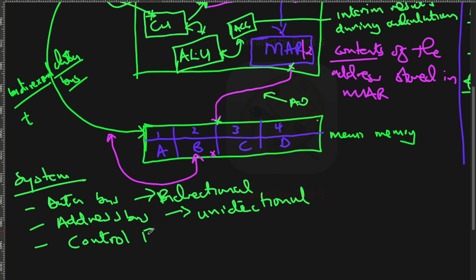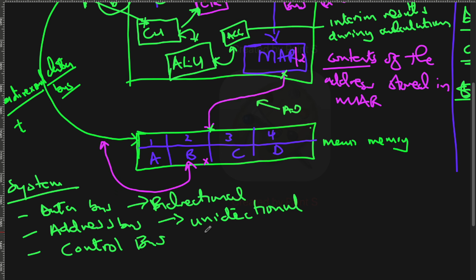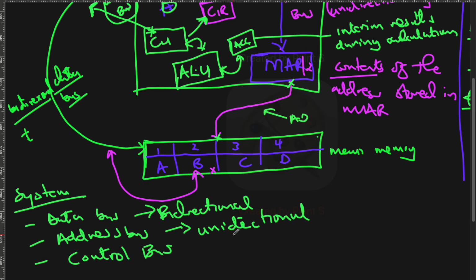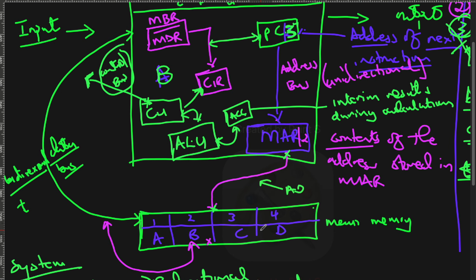The control bus carries the control signals from the control unit to different parts of the computer, right? And this can be bidirectional or unidirectional depending on which device it's connected to. So it's bi or unidirectional. That's basically what we have.